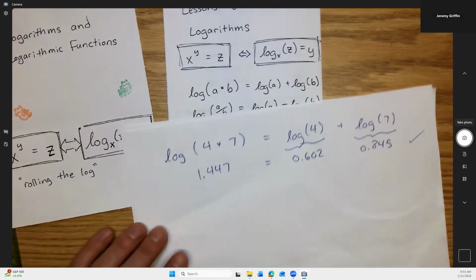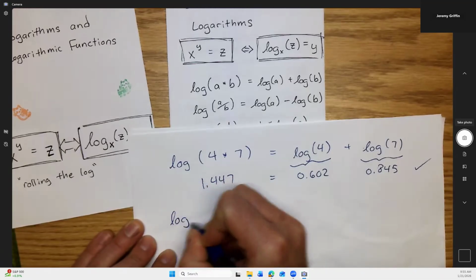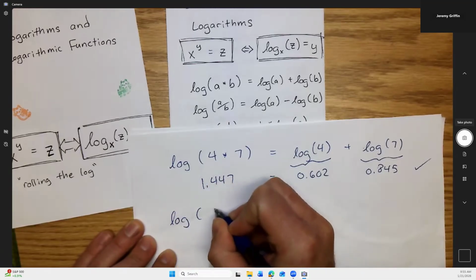Okay. All right. Division in terms of subtraction. So let's do that. What if I do log of, well, let's do 4 over 7? Log of 4 over 7.